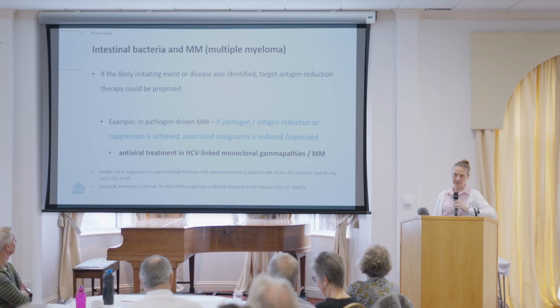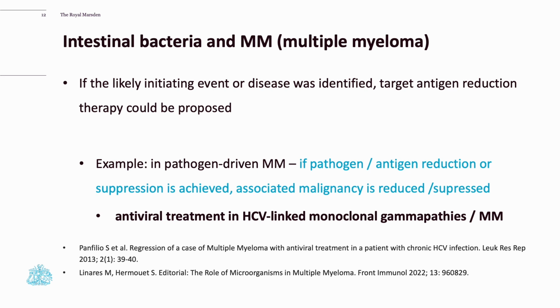So as I said, if we were able to reduce the load of the antigens of microbial origin, we probably would be successful in the treatment. There is a very nice paper published from 2013 when they were able to achieve regression of multiple myeloma in a patient with antiviral treatment when he was treated for HCV. So that was the first pathway which I introduced.